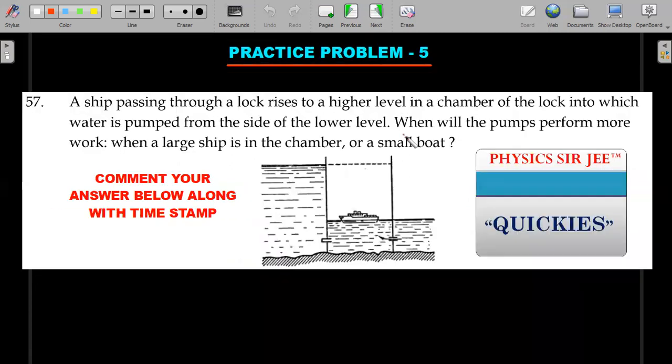Okay. And the fifth one is a slightly more practical problem. So try to see this. It's a chamber lock question of a ship. Some of you might have never seen the situation or understood what this situation is. Try to Google for the chamber lock, a ship passing through a high tide and a low tide part of the situation. So you'll understand how it is. Try to read it. It's a very, very important concept that JEE can touch upon in the future. Okay, so try to comment your answer below with the timestamp.